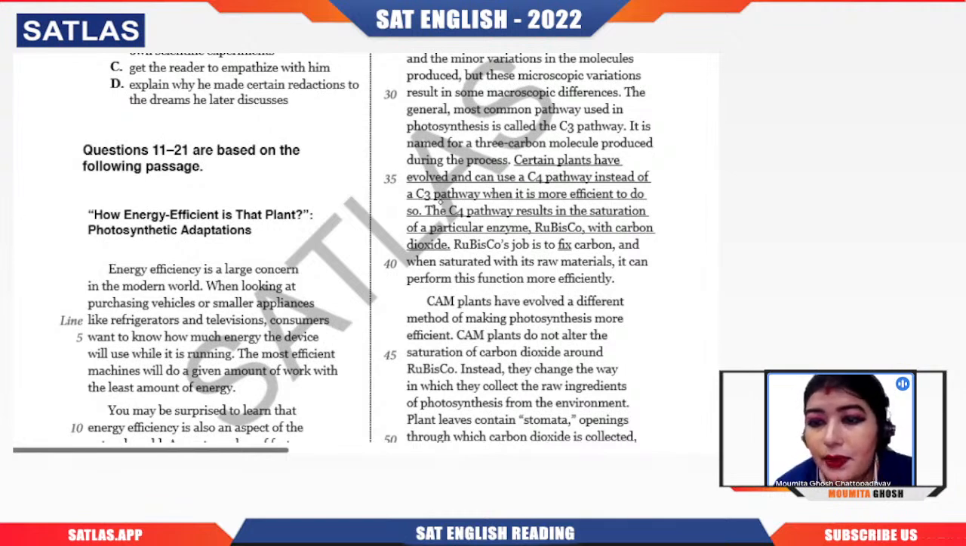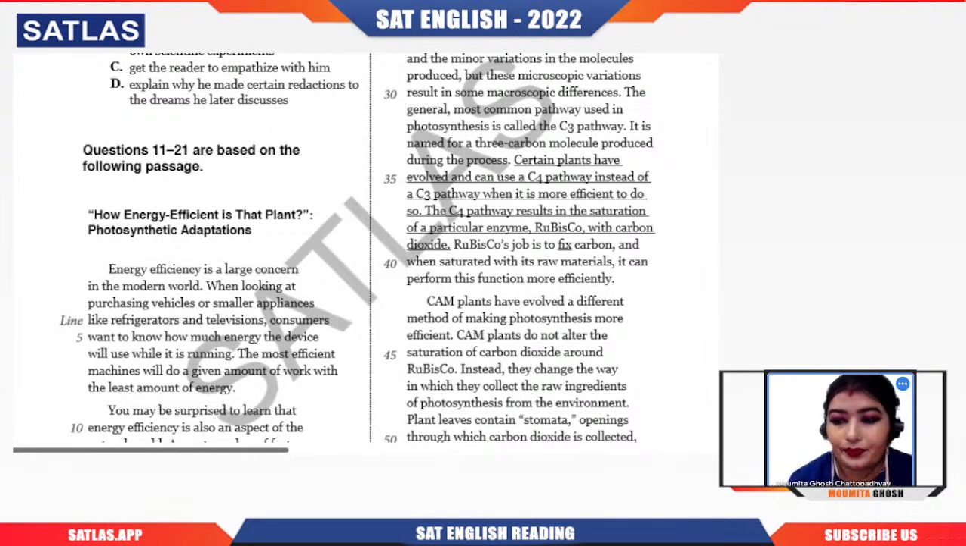Certain plants have evolved and can use a C4 pathway instead of a C3 pathway when it is more efficient to do so. The C4 pathway results in the saturation of a particular enzyme, rubisco, with carbon dioxide. In C4 pathway, what happens after the photosynthesis process? This rubisco enzyme is somehow saturated, or it is deposited at the end of the plant. That excessive amount of the enzyme is being deposited at the end of the plant.